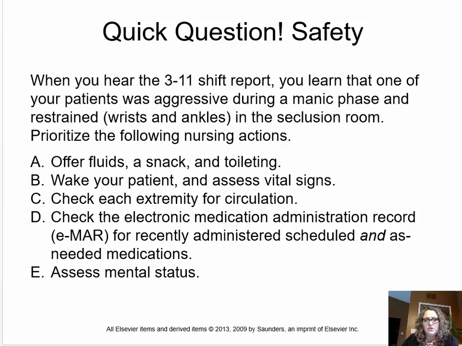So here's a quick question. When you hear the 3 to 11 shift report, you learn that one of your patients was aggressive during a manic phase and restrained with wrists and ankles, so 4-point restraints in the seclusion room. So prioritize your actions. In which order are you going to perform these actions?